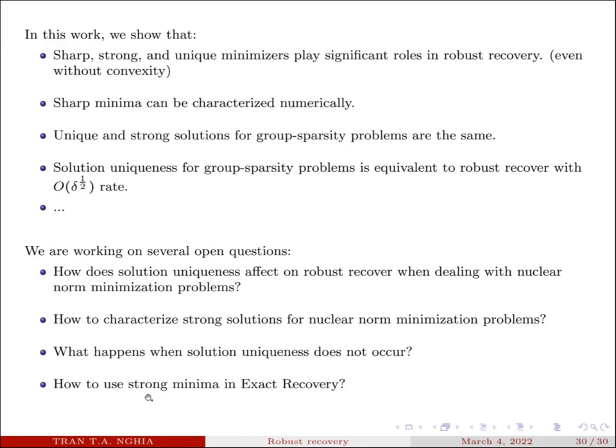The final thing is how to use strong minima in exact recovery. Sub-minima is hidden in a vast area of exact recovery. Nothing has been done by using strong minima. So we believe that this is a big area for us to work on.